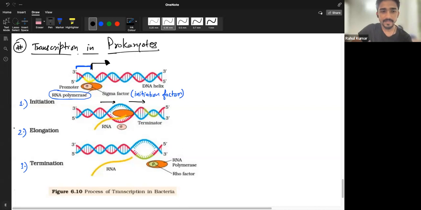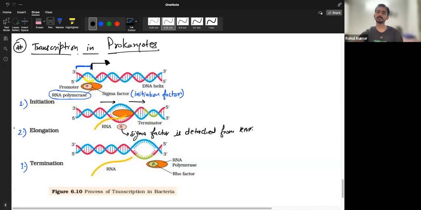At this time, when it is doing elongation, the sigma factor is no longer required. So you can see that here, they have tried to show that the sigma factor is detached from RNA pol, because sigma factor is only important for initiation. It is not required for elongation. It can keep going.